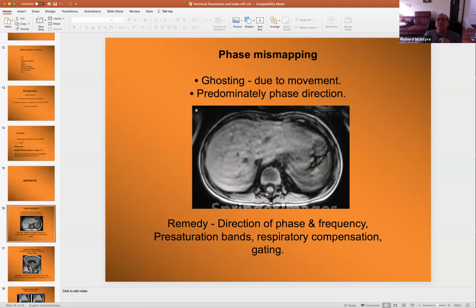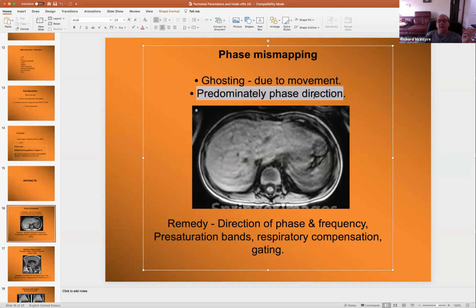Okay, so phase mismapping is the first artifact we're going to talk about, and it's otherwise called ghosting, which is obviously a classic indication of artifact in that it's something that you see on the images that isn't actually there. Okay, so we can see anatomy outside of the field of view here. Ghosting is predominantly or always in the phase direction.